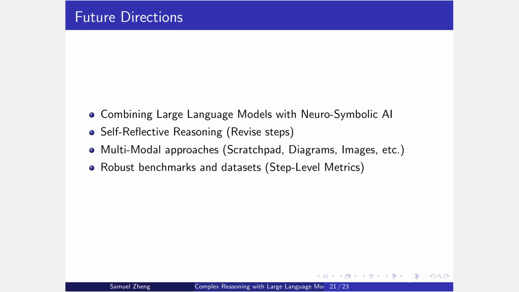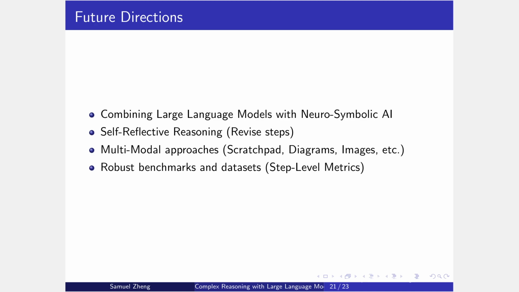So, current and future directions. Looking ahead, there are several exciting directions that are emerging. One promising area is combining large language models with neurosymbolic AI, leveraging the strengths of both neural networks and symbolic reasoning systems.